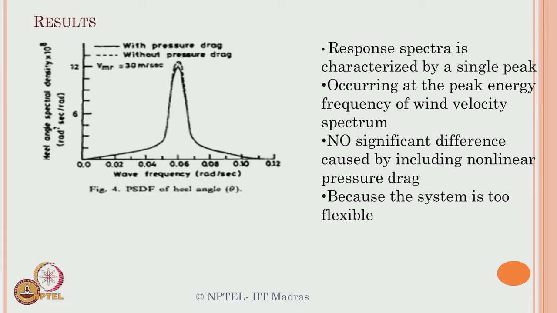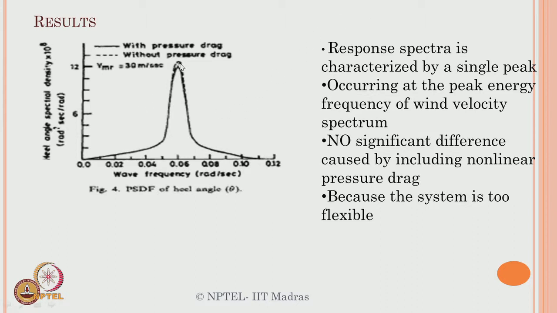The response spectra is characterized by a single peak. You can see this is a single peak at a frequency of about 0.06 radians per second. It occurs at the peak energy frequency of the wind velocity spectrum, because the wind velocity spectrum has a frequency closer to this value. You will see that with and without pressure drag they have plotted, one is a solid line, one is a dotted line. This is a solid line, this is a dotted line.